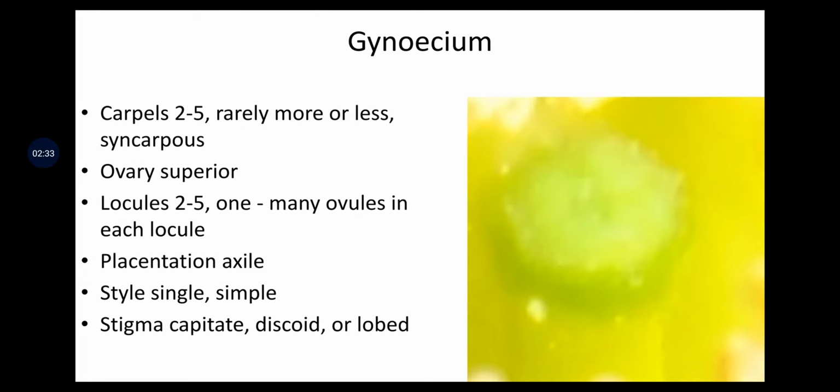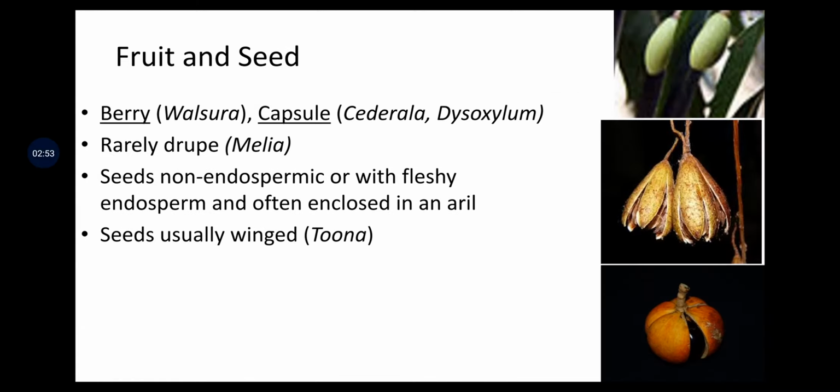Gynoecium, here carpels are 2 to 5, rarely more or less, syncarpous. Ovary superior, locules 2 to 5, 1 to many ovules in each locule. Placentation axile, styles single, simple, stigma capitate, discoid or lobed.